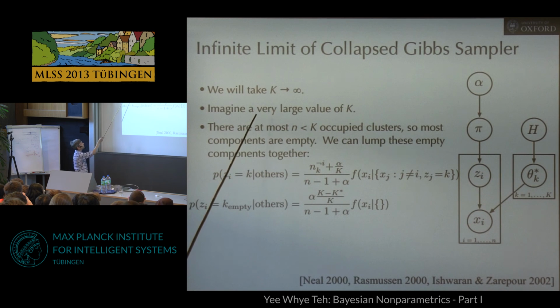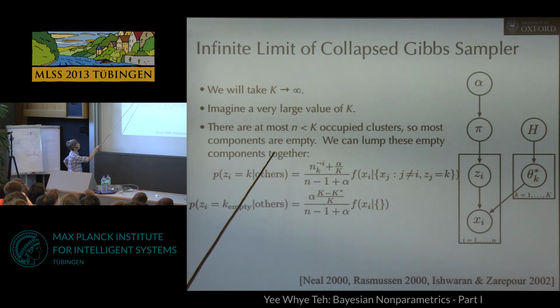Before we take K to go to infinity, let's just imagine a very large number of clusters, a very large value of K. K is very large, but N, the size of our data set, is finite. We're going to fix N because that's simply the number of observations that we have. So at some point, K is going to be larger than N, so there are at most N occupied clusters. Most of the mixture components wouldn't actually have any data associated with them.